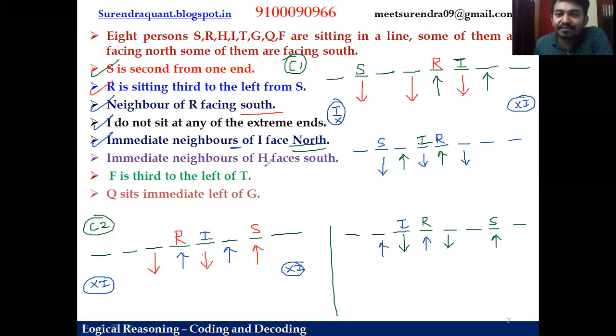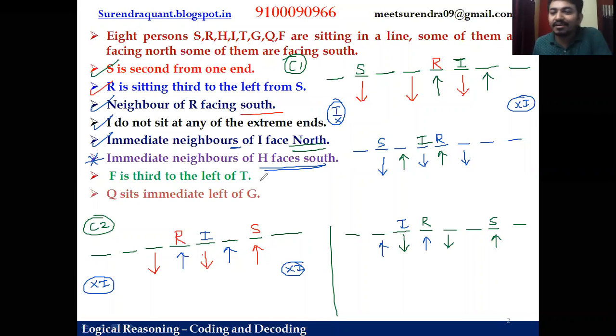Immediate neighbors of H face south. So now, what are the possibilities for the person H? I can place H here. 2 persons are facing south. If I place H here, there is some ambiguity. If I place H here, even this person can be facing south, right? So to fix the position and direction of H, we'll use this clue later. Let us analyze the remaining 2 clues.